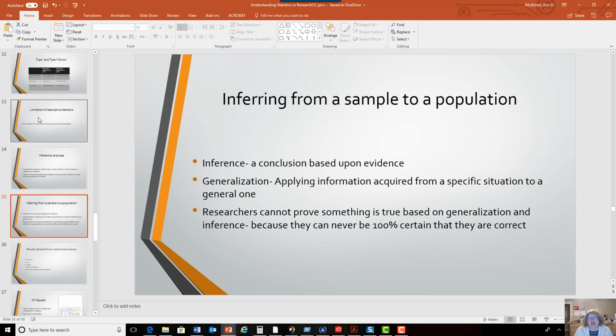So inference is a conclusion based upon the evidence. When we generalize, that's when we can take the information from a specific situation or a study and apply it to other situations or to the rest of the population. Understand that having an inference as a conclusion based on the evidence, or the fact that we have generalized and we see it in the population as a whole and not just the sample, still doesn't tell you that you're 100% correct, because nothing will tell you that you're 100% correct.